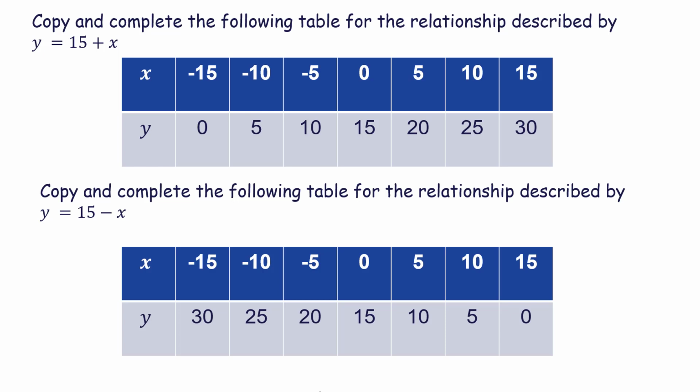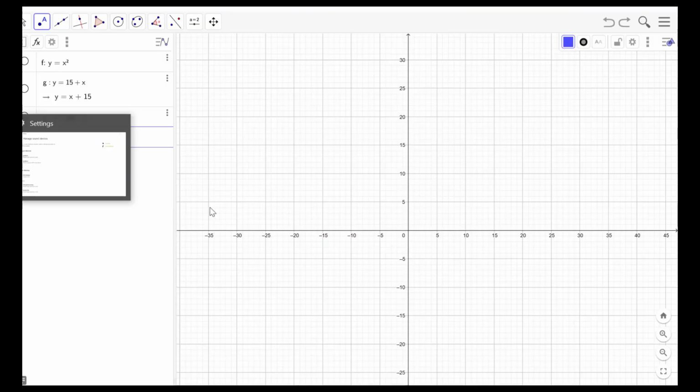In the top pattern, the y values, do they increase or do they decrease? They increase. And in the bottom table, the values decrease. And in both patterns, the rate of change is constant. There's a constant difference. This is interesting. Let's explore on GeoGebra how these patterns look.